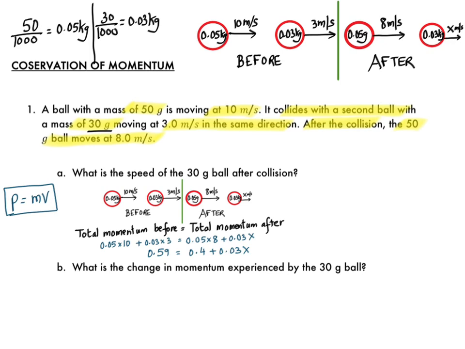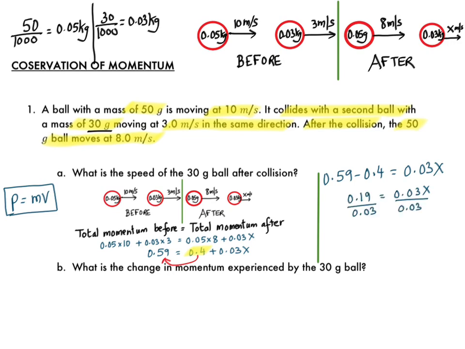Now we use a calculator to solve. We'll move 0.4 to the other side, and then we subtract it and divide by 0.03 to get the value for x as 6.3 meter per second. Then it's asking what is the change in momentum experienced by the 30 gram ball. That is the second object, the 30 gram ball. It's asking for change in momentum. So we'll write mvf minus mvi.